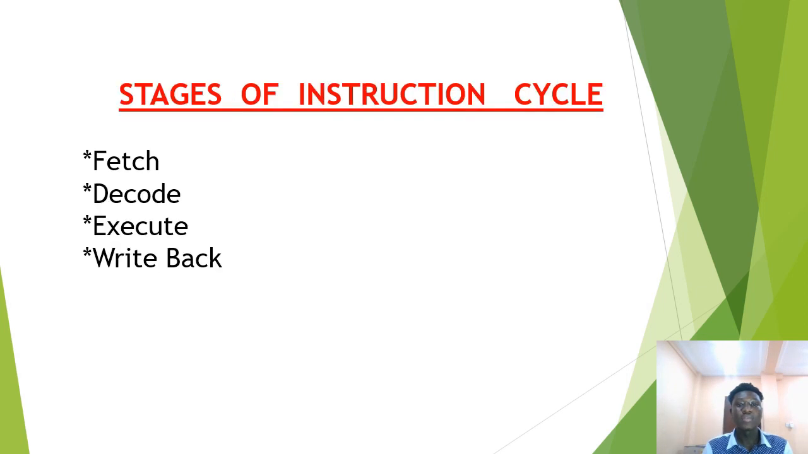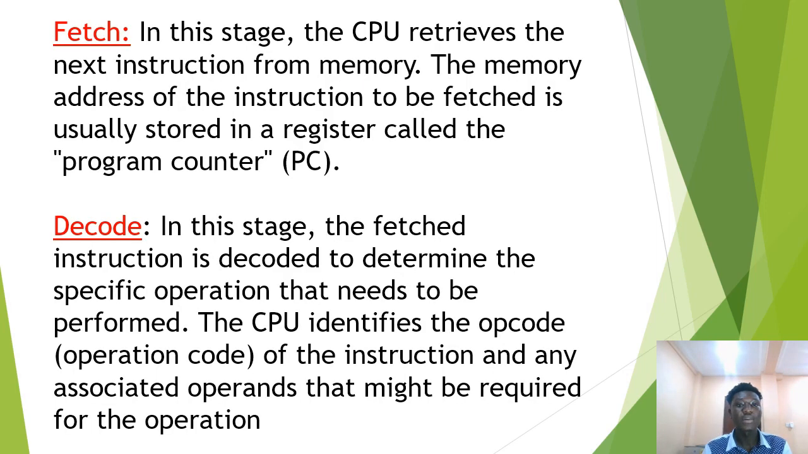Here are the stages of instruction cycle. We have the fetch, decode, execute, and write back. Fetch is the first stage of instruction cycle, and at this stage, the CPU retrieves the next instruction from the memory. The memory address of the instruction to be fetched is usually stored in a register called the program counter.